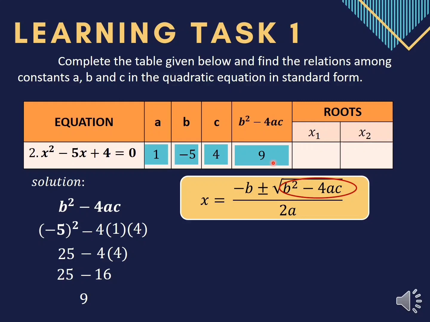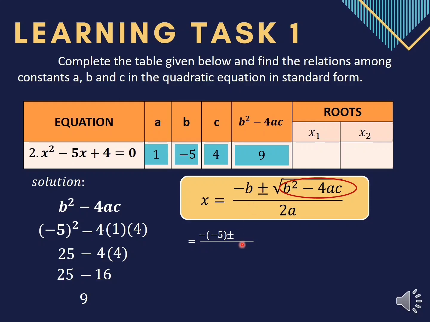Since we already know the value of b squared minus 4ac, let us proceed to finding the roots. Finding the roots, let us use the quadratic formula. So let us just substitute the values. We have x is equal to negative b. So we copy the negative and then the value of b, which is negative 5. So we have negative times negative 5. Did you get it? The negative sign is already there, so it cannot be removed.